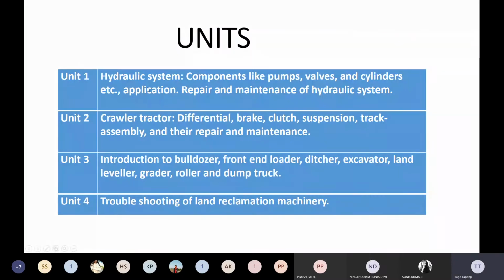So unit 1 is hydraulic system. This is the basic on which all these machines work. Next, crawler tractor. Differential, brake, clutch, suspension. So these are the various components of crawler tractor. So what is crawler tractor?